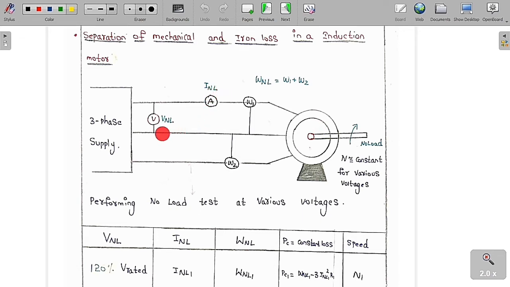We can measure it, and with the help of this voltmeter we can measure the no load voltage, and this is the no load current we can measure. How much power is consumed by this induction motor at no load condition we can also measure with the help of this 2 wattmeter method.